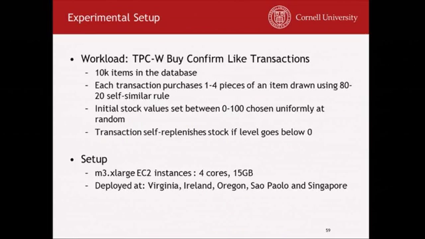So for the workload, we use TPC-W-like transactions. We assume that there are 10,000 items in the database. Each transaction purchases 1 to 4 pieces of a particular item. Initially, the database is populated with stock levels ranging from 0 to 100 for each item. And based on the TPC-W specs, every time the level goes to 0, the transaction automatically replenishes the stock level by adding 100 new pieces of the item.